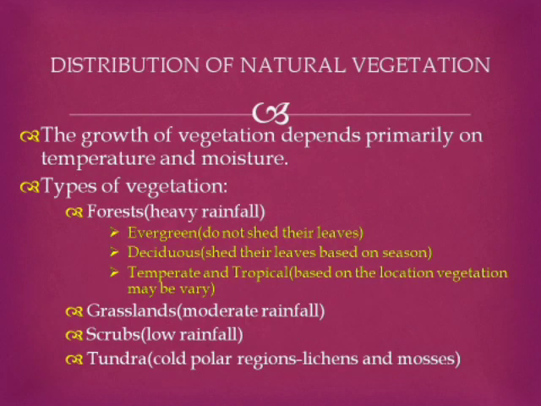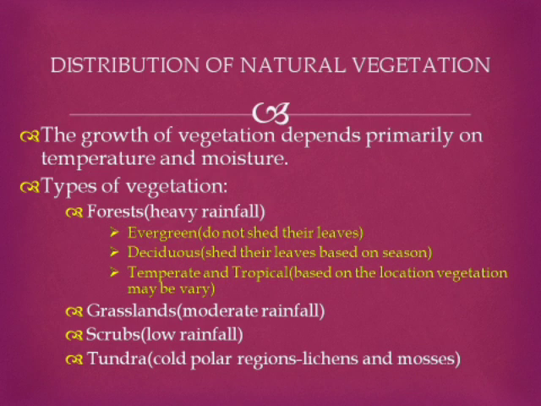Distribution of natural vegetation. The growth of vegetation depends primarily on temperature and moisture. What are the types of vegetation? Forest, grasslands, scrubs and tundra. In forests, we have different types we studied in your 7th standard. Evergreen forests do not shed their leaves. Deciduous forests shed their leaves based on season. Temperate and tropical, based on the location, vegetation may vary based on the climate.